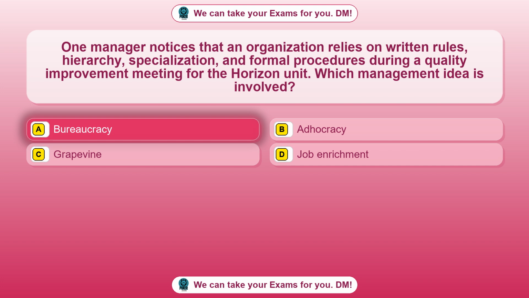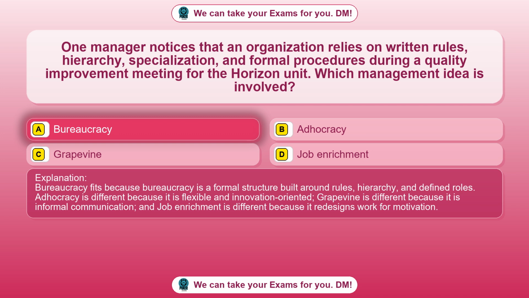The correct answer is option A, bureaucracy. Bureaucracy fits because bureaucracy is a formal structure built around rules, hierarchy, and defined roles. Adhocracy is different because it is flexible and innovation-oriented. Grapevine is different because it is informal communication, and job enrichment is different because it redesigns work for motivation.